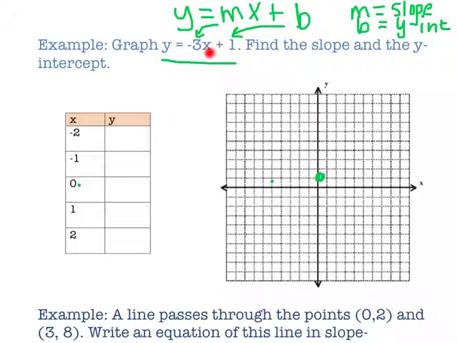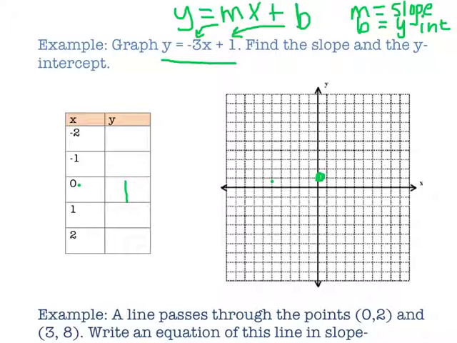-3 times 0 is 0, plus 1 is 1. So even if I use the table, I still would have gotten this point of (0, 1) that I needed to plot right there. But going by slope-intercept form is much easier. The next thing that I can get from this problem is that my slope is -3.